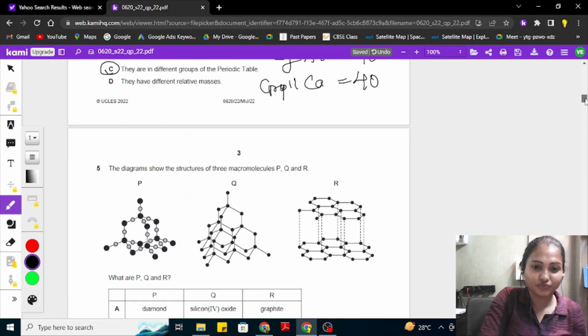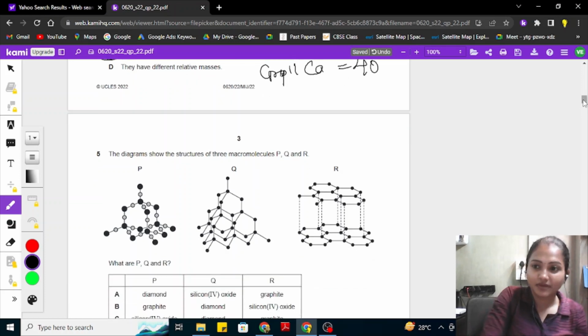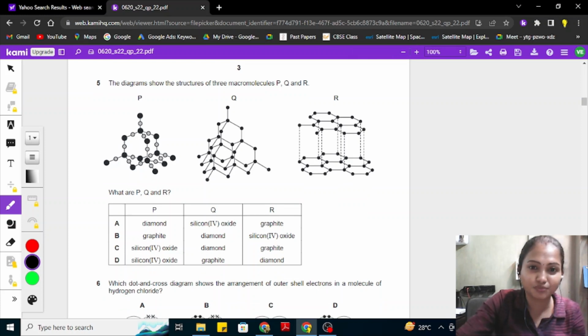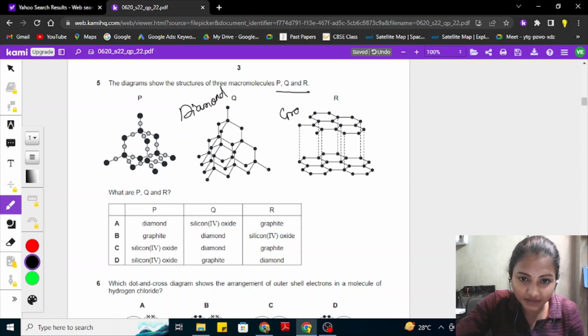Let's go to the fifth question. The diagram shows us three macromolecules, which are P, Q, R. Q here is definitely diamond, and this is graphite.